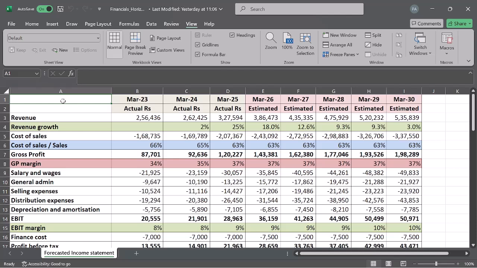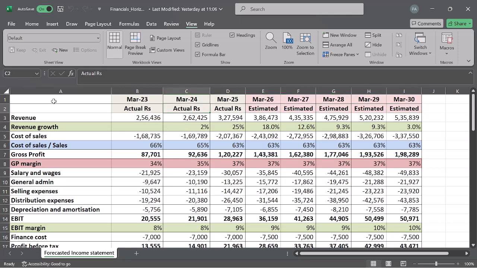Okay, so we start now. I'm just showing you an Excel sheet, and then I'll give an exercise to you. After I explain this, you have to do that exercise individually, not in a group. So this is basically a forecasted income statement of a company.